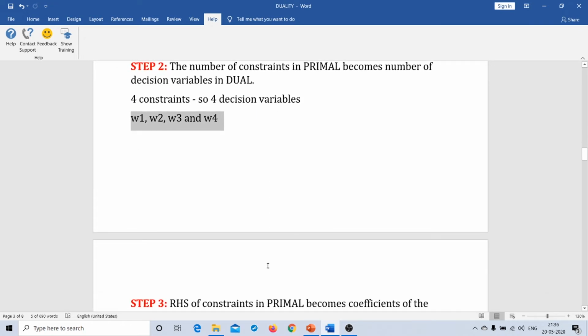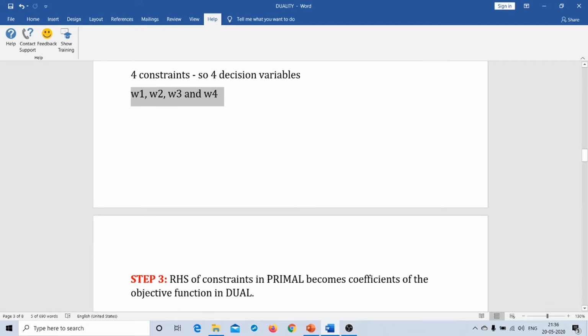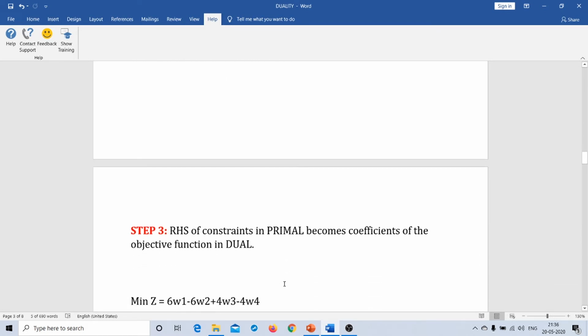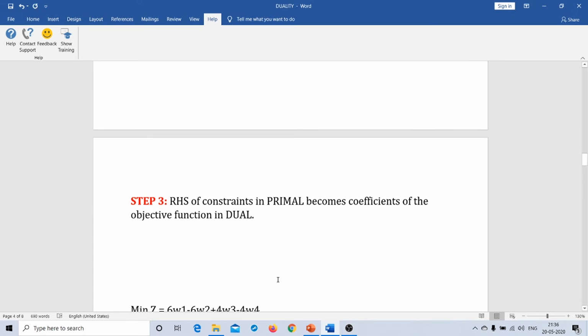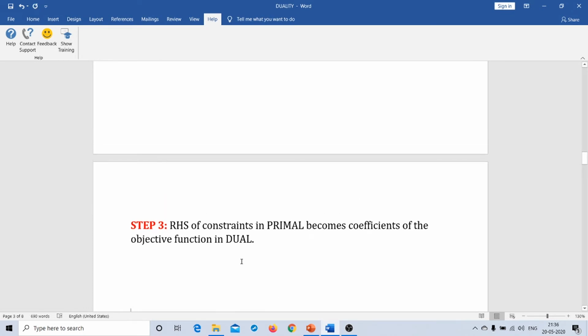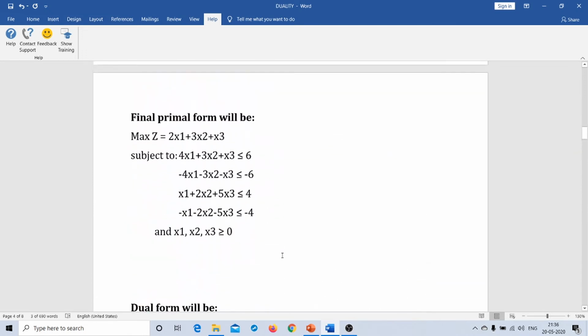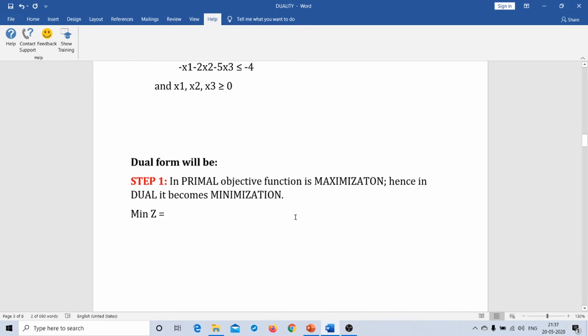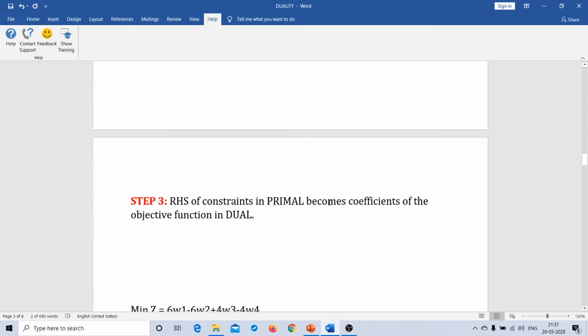Now the third step: the right hand side of the constraints in primal becomes the coefficient of the objective function in dual. So be careful, the right hand side of constraints in primal. What are the right hand side? These are the right hand side of the constraints: 6, -6, 4 and minus 4, right? So these are the right hand side of the constraints in primal. What happens to those? They become coefficients of the objective function in dual, right?